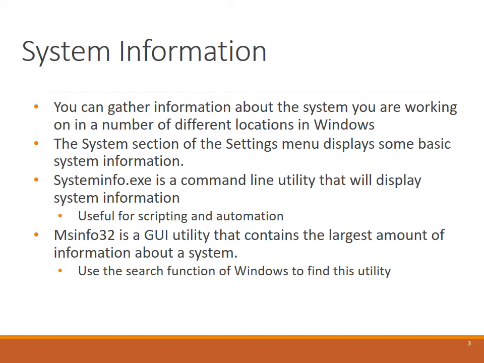The final one that's really useful is msinfo32. This is a GUI utility, a graphical user interface utility, that contains the largest amount of information about a system. It's just a ton of information, and we're going to see this in a second. The easiest way to find it is to use the Windows search function.